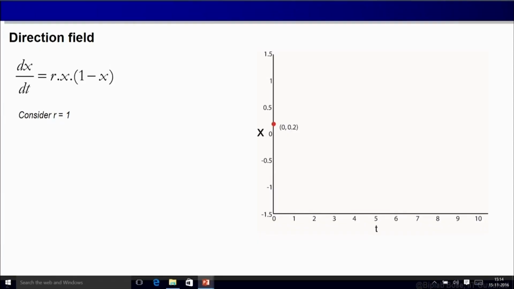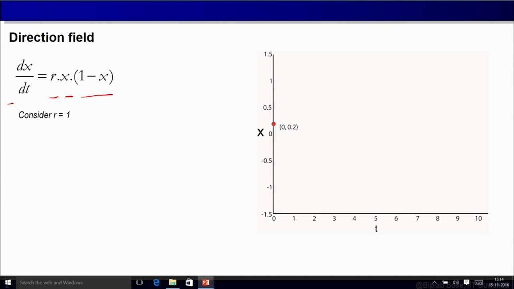Let us take the old model of spread of infectious disease. So what was the ODE? x is the fraction which is infected with the disease. So dx/dt, the rate of change of population infected with the disease, is equal to r into x into 1 minus x. We want to analyze it using the concept of direction field. Let us see how to do that.